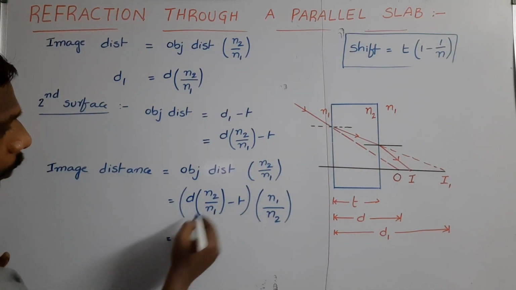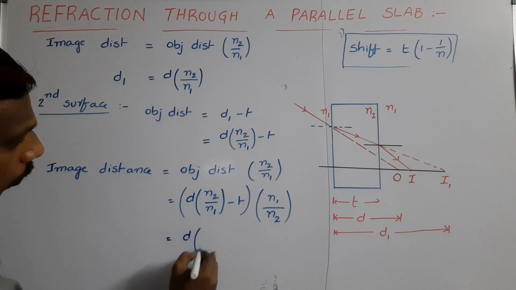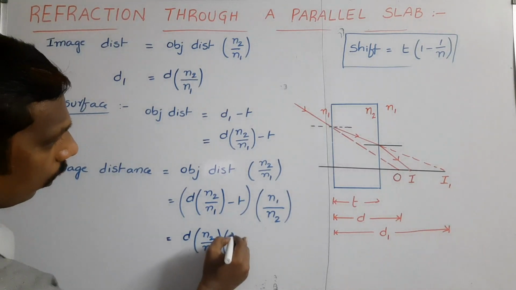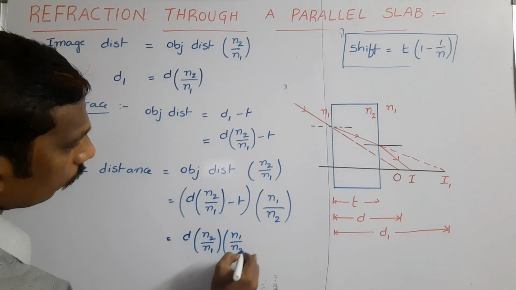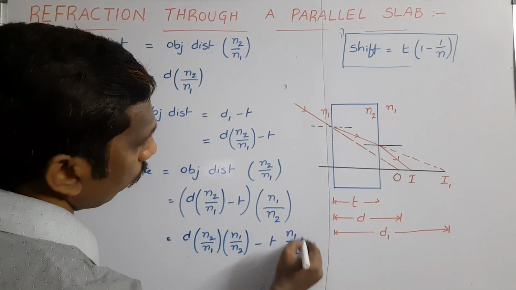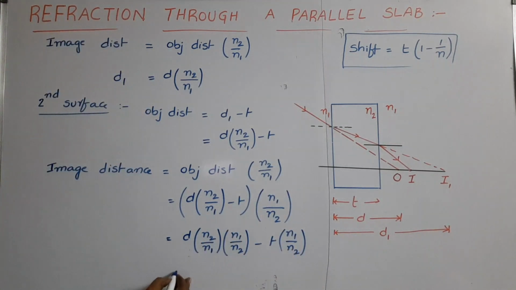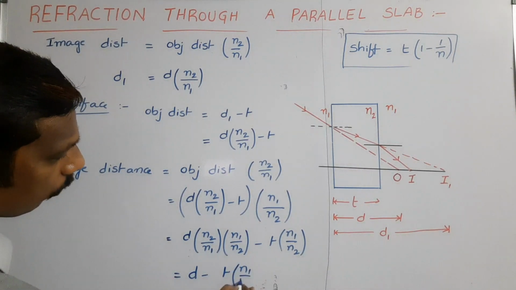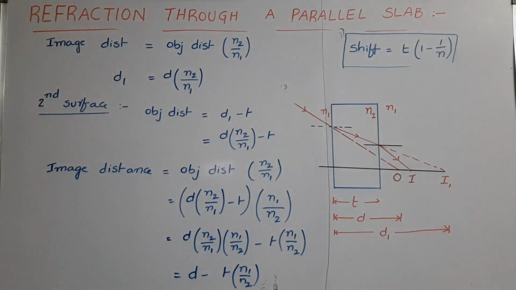From this multiply, then we get d into n2 by n1 into n1 by n2 minus t into n1 by n2. Both get cancelled. Finally we can get d minus t into n1 by n2. So this is the image distance from the second surface. Now we want to calculate the shift. Shift from O to I is called the shift.